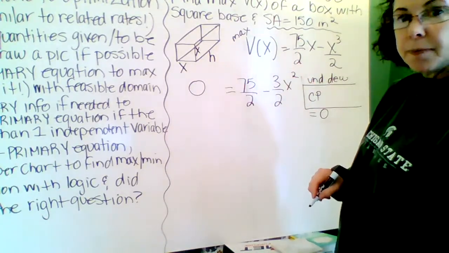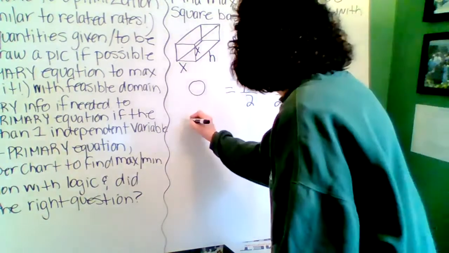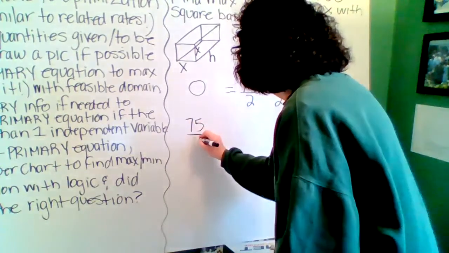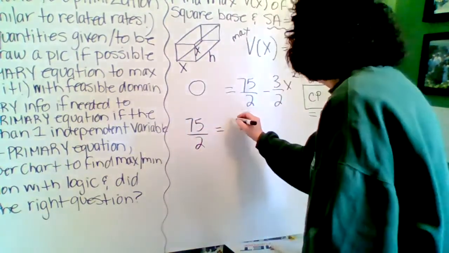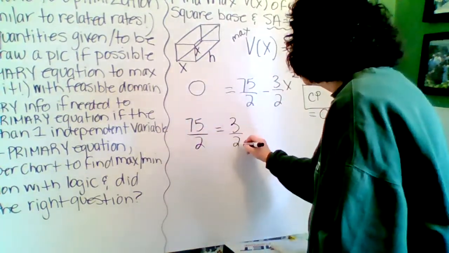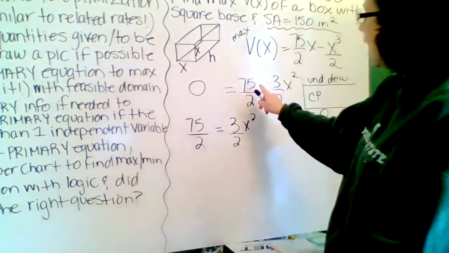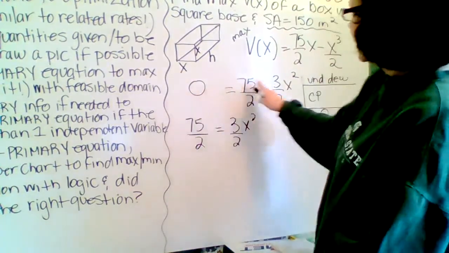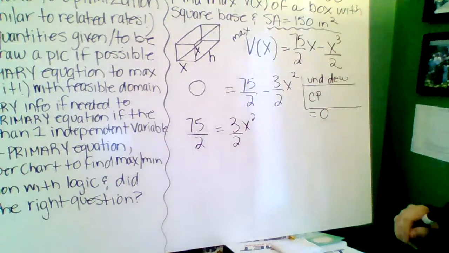So I am going to make both sides positive, okay? So I have 75 halves equals 3 over 2 x squared. Again, I subtracted 75 halves. I had a negative on both sides and made them positive.